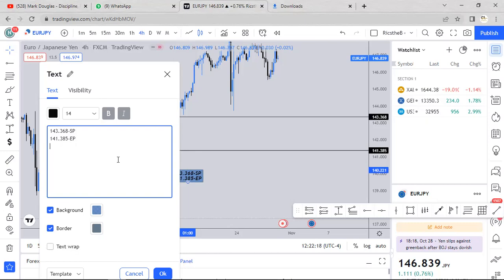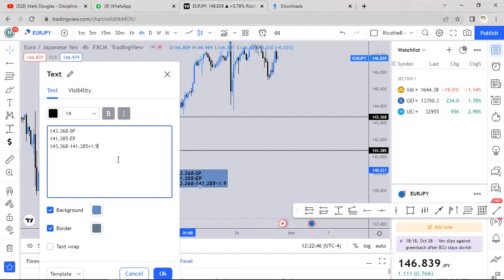So we're going to do this: 143.368 minus 141.385. The answer should be... somebody who is doing it already. Let me do it for you because I'm only recording this session. I'm alone in this session.